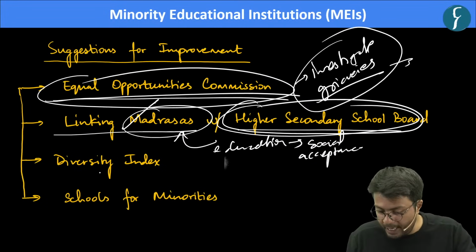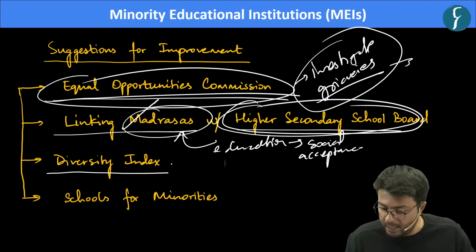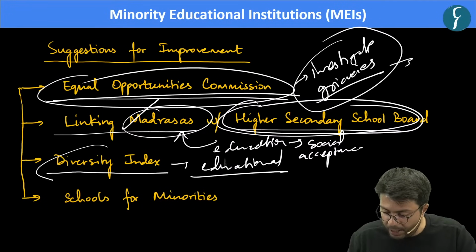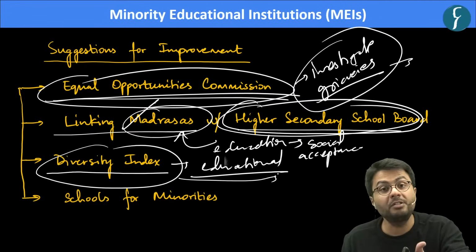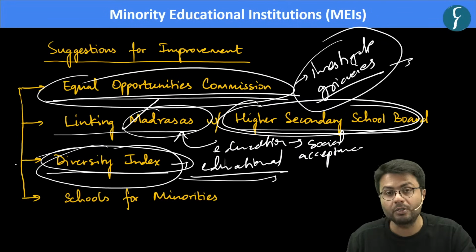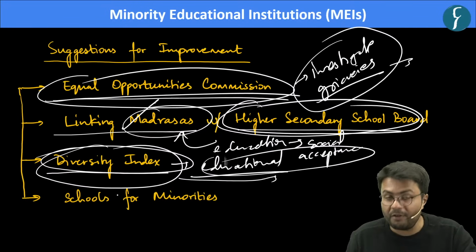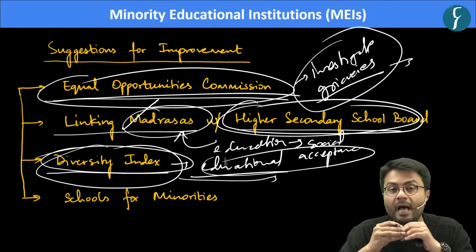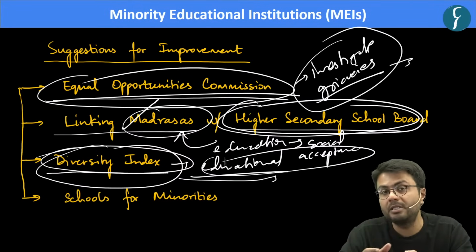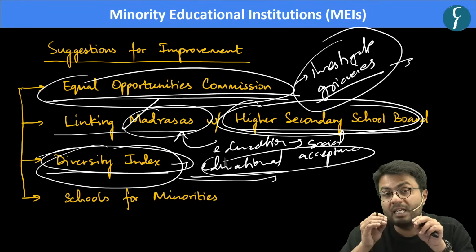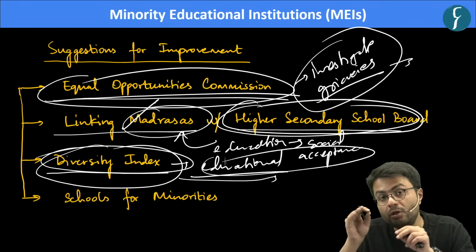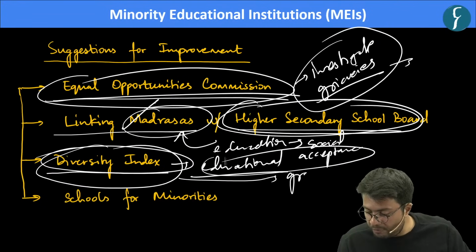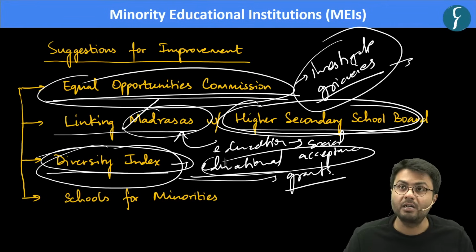Further, there's also a need to inculcate what is called a diversity index as far as educational institutions are concerned. And this diversity index can be utilized to provide grants to educational institutions which have a higher diversity index, because then educational institutions will want to have a diverse section of students. And when religious minorities as well as linguistic minorities are well represented in any educational institution, this will help those institutions gain more grants from governments as far as the diversity index is concerned.